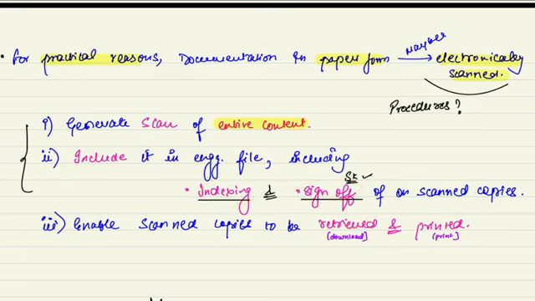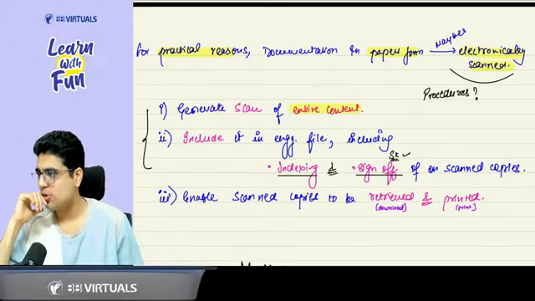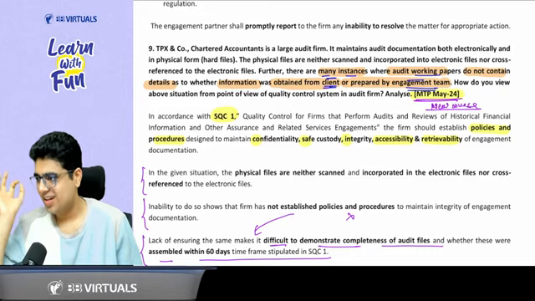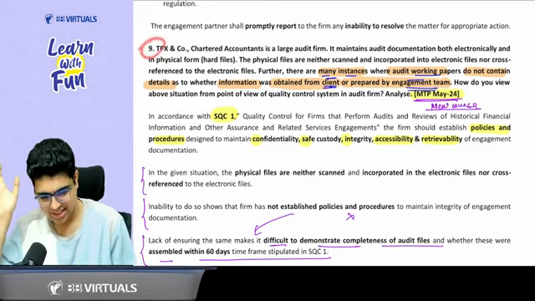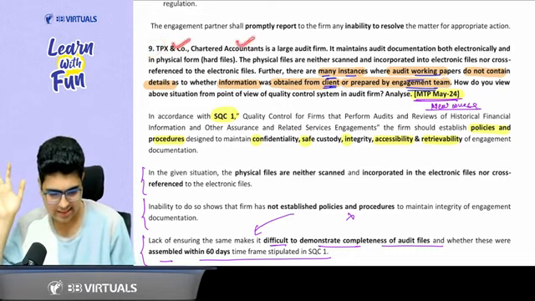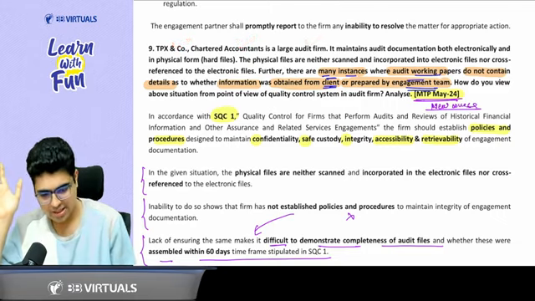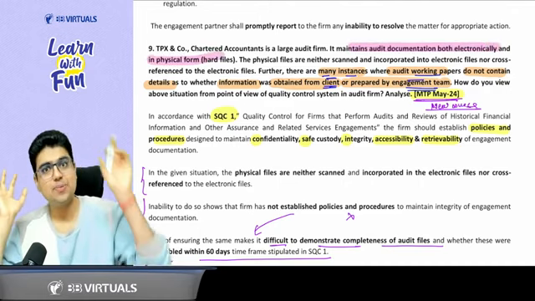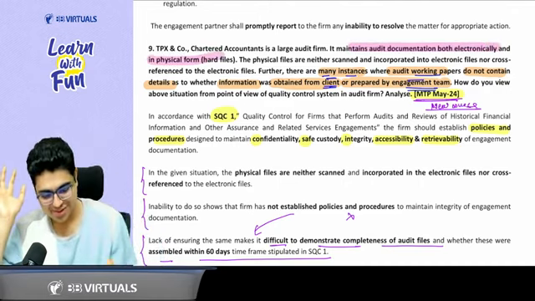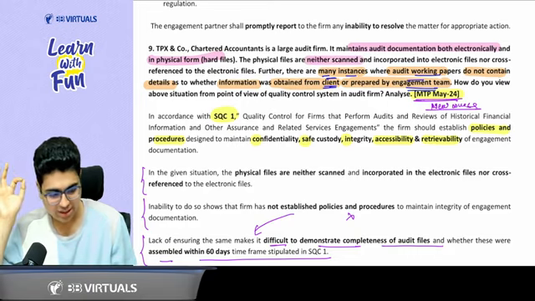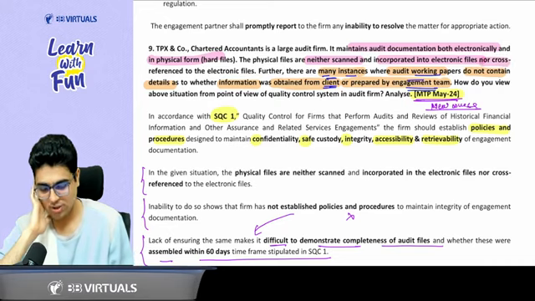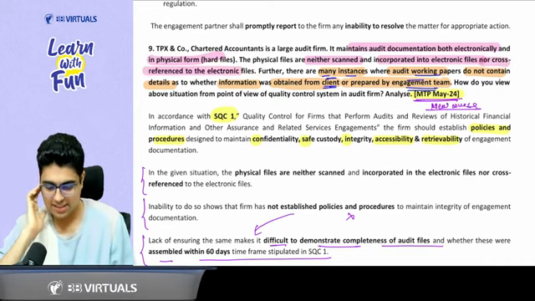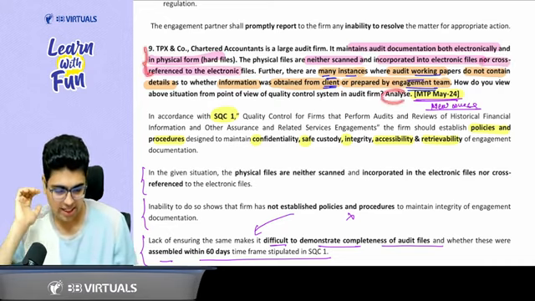Easy peasy? Yes, sir. Now on this also, I have a good question to cover. Please wait. Now, please come to question number 9. Question number 9 says TPX and Company CAs are a large audit firm. They maintain their audit documentation in electronic and physical form. Files are neither scanned nor incorporated in the electronic file. Neither is cross-referencing done. This is the first part of the question where you need to analyze.